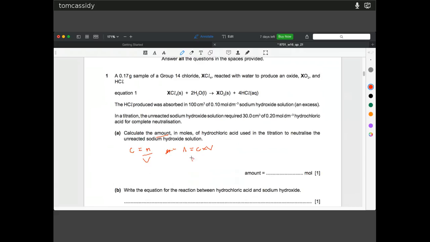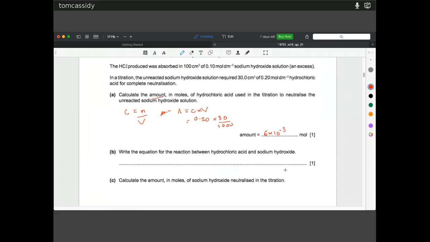So on this occasion, the concentration was 0.2 moles per decimeter cubed, and the volume was 30 centimeters cubed, and we just have to be dimensionally correct here. Because that concentration is in units of decimeters cubed, we have to change the volume from centimeters cubed to decimeters cubed. We divide it by 1,000. We multiply all that together, and we end up with an amount of 6 times 10 to the minus 3 moles.